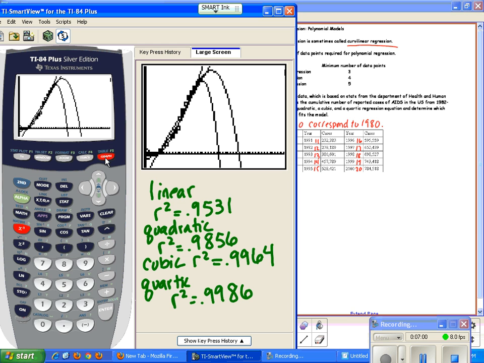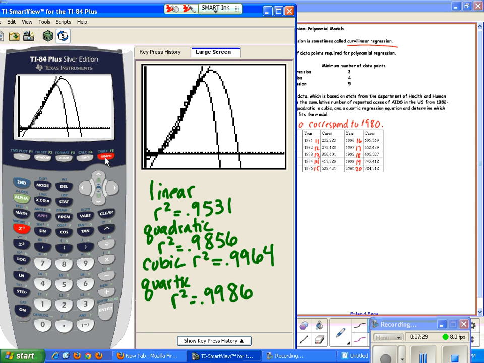Notice that in the long run, our cubic and quartic graphs are going down. That would mean that in this case, in the long run, we would have to find some cure and some people would have to start being cured of AIDS. However, if you think about this equation, if it's the cumulative number of reported cases of AIDS, that means that since we don't have a cure, it's going to keep on going up.